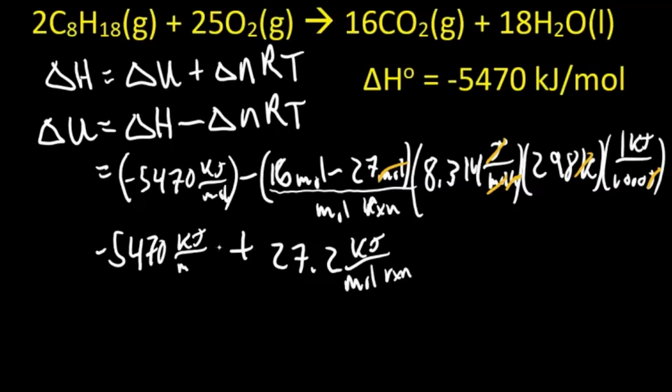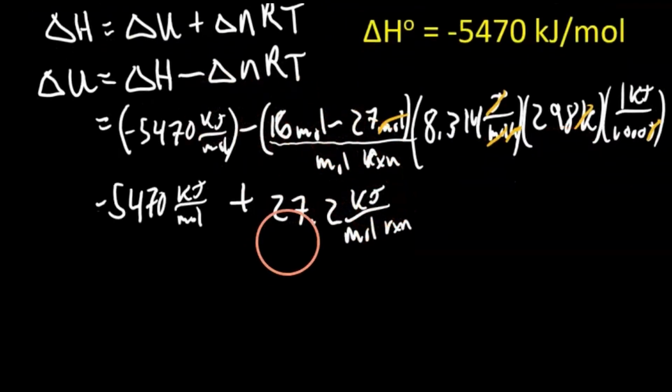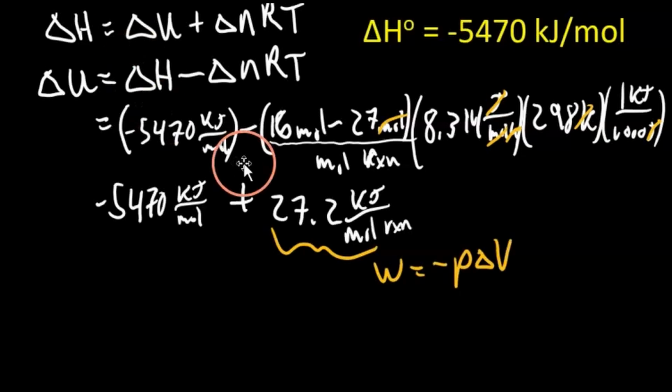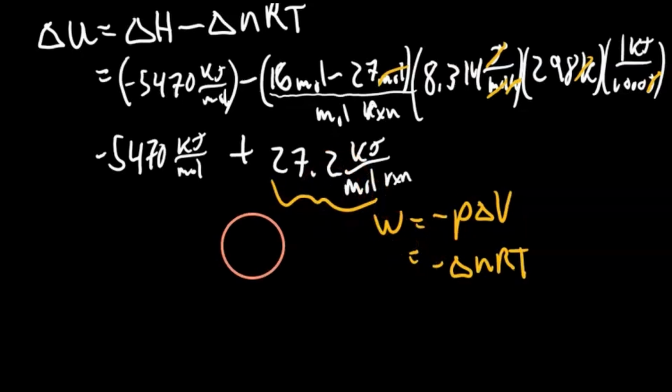5470 kilojoules per mole. The work done doesn't change too much. And this is the work done. So this here, this is the work performed by the reaction. Work equals negative P delta V for a constant pressure process, if there's no other work, just pressure-volume work. This is equal to negative nRT. So this truly is the work done per mole of the reaction.